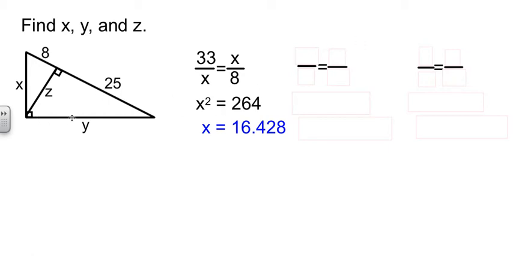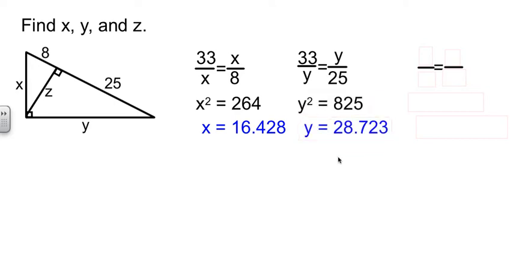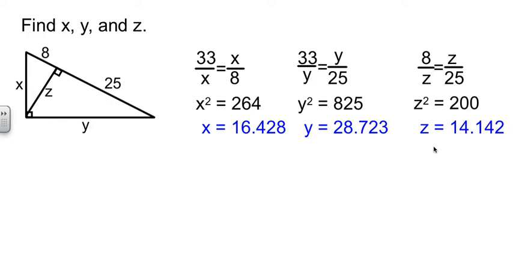If I want to find Y, Y is a leg. So Y is the mean between the whole hypotenuse, which is still 33, and the part next to Y, which is 25. Cross multiply, take square root. Z, that's not a leg, that's an altitude. Z is the mean, the altitude is the mean, between the two parts of the hypotenuse, so between 8 and 25. So Z squared is 200, Z is 14 and change. Notice it wouldn't matter if you put the 25 in this slot and the 8 down here. You're still multiplying them together. So it wouldn't make any difference.